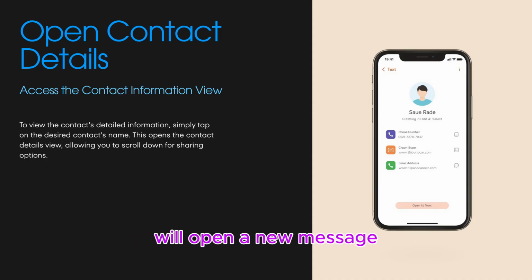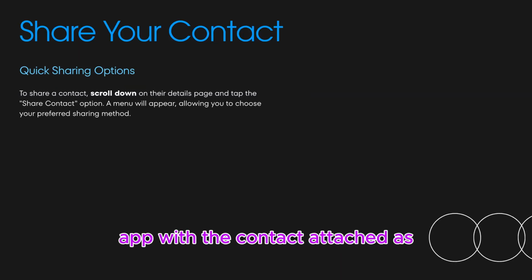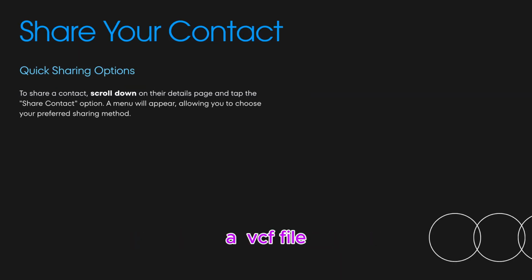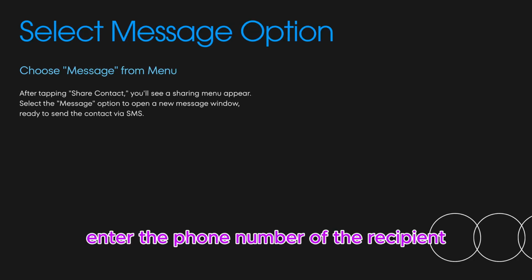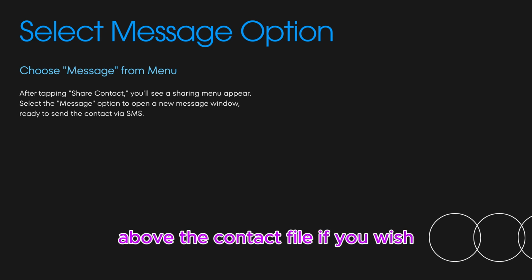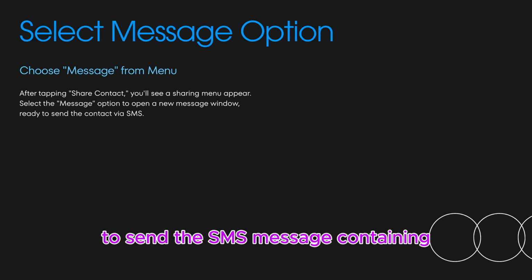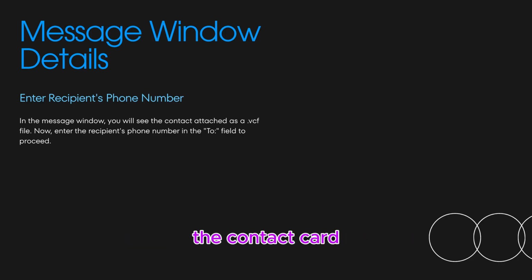This will open a new message window in the Messages app with the contact attached as a VCF file. In the To field, enter the phone number of the recipient. You can add a text message above the contact file if you wish. Finally, tap the Send arrow to send the SMS message containing the contact card.